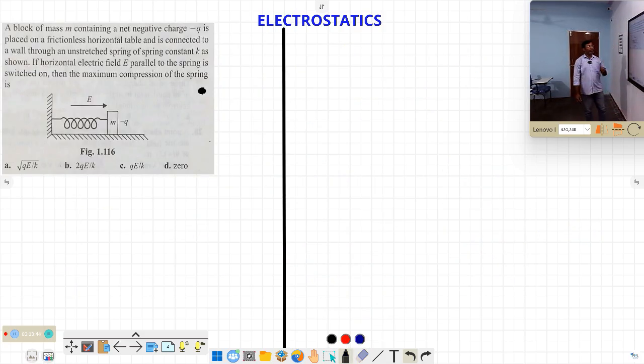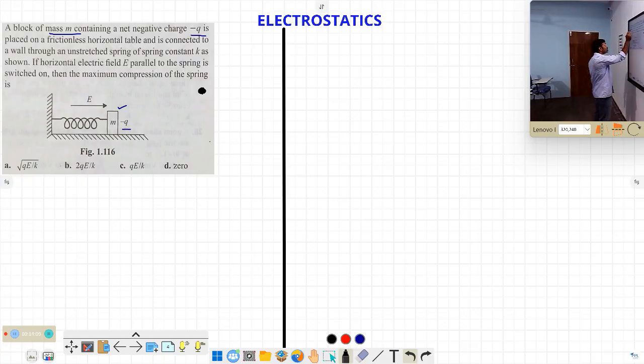Now this is one of the questions related to spring system oscillations and electrostatics combined. These types of questions are asked in competitive examinations. First, what is given? A block of mass M containing a negative charge is given, and placed on a frictionless horizontal table. There is no friction. If friction is added, it becomes a little bit more complicated problem.